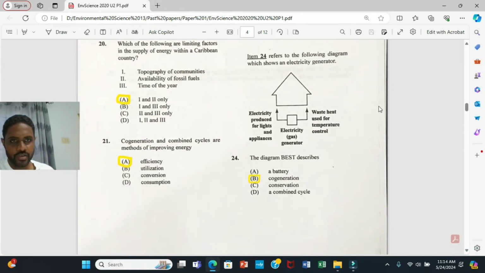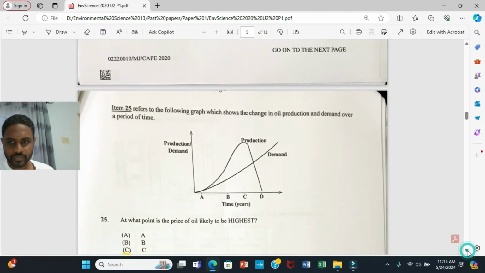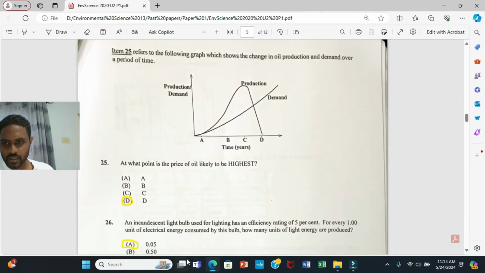Item 24 refers to the following diagram, which shows an electric generator. The answer would be B. The diagram is best described as cogeneration. At what point is the price of oil likely to be highest? The answer is D.